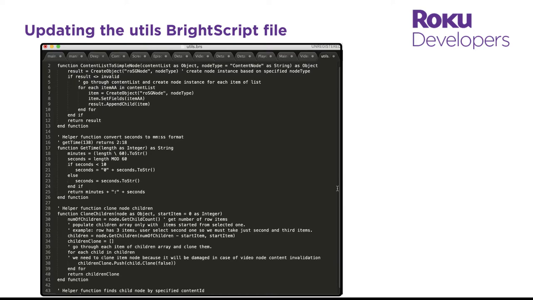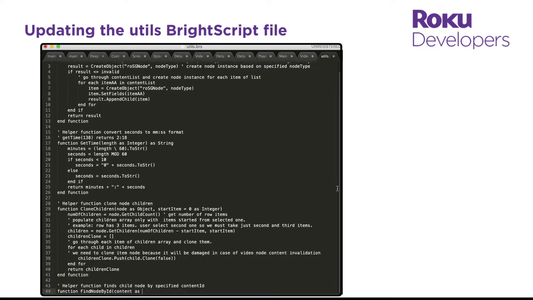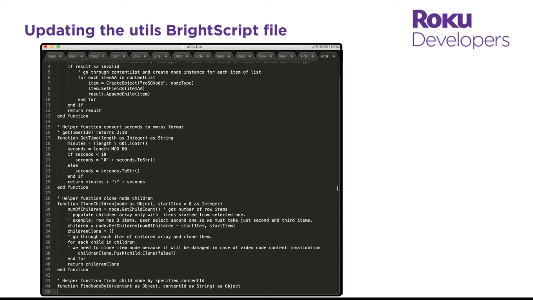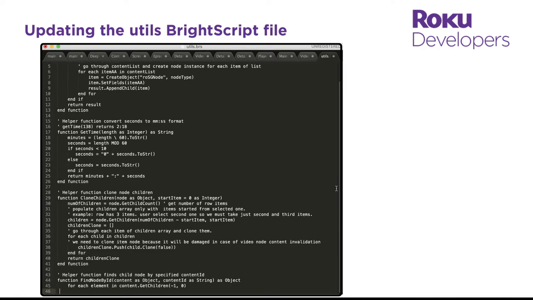This method is used to get the content matching the content ID passed in deep linking parameters. It takes a content node that contains a set of child content nodes for the videos in the channel, which is a grid screen row in our case, and it takes the content ID included in the deep link request sent to the channel.